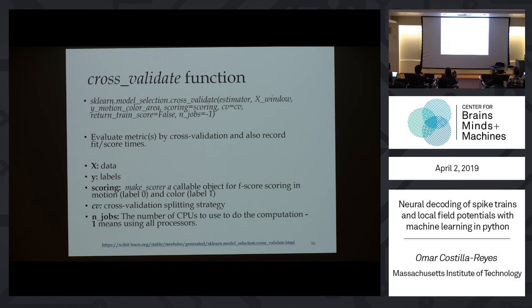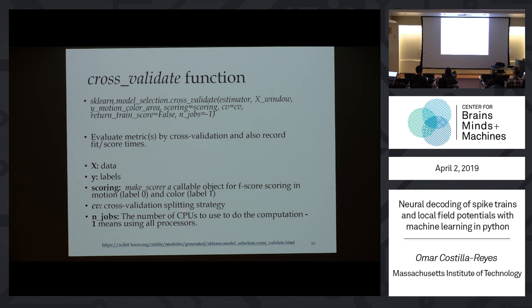So going back a little bit to cross-validation, I'm going to use the cross-validate function from scikit-learn. This is very new, so if you were using scikit-learn before, I would recommend you update your library, because this is a very new function for cross-validation. The way it works is that we pass our data, we pass our labels, and then some scoring function that has, in our case, some motion labels and color labels.